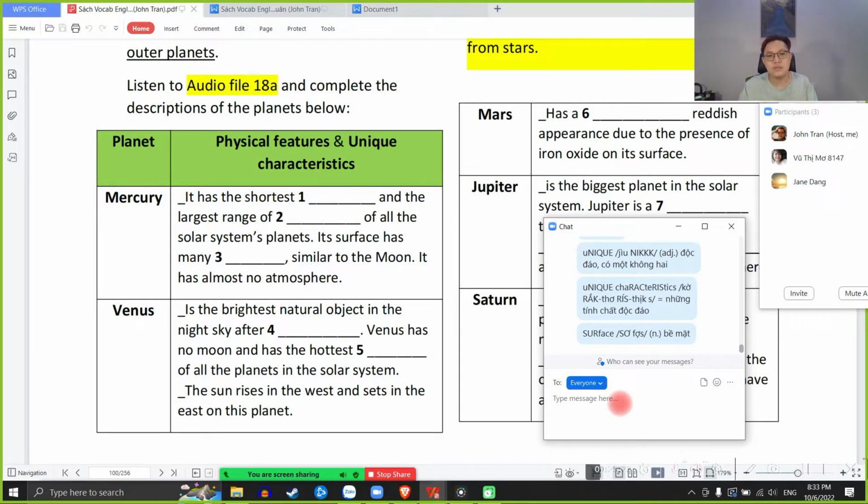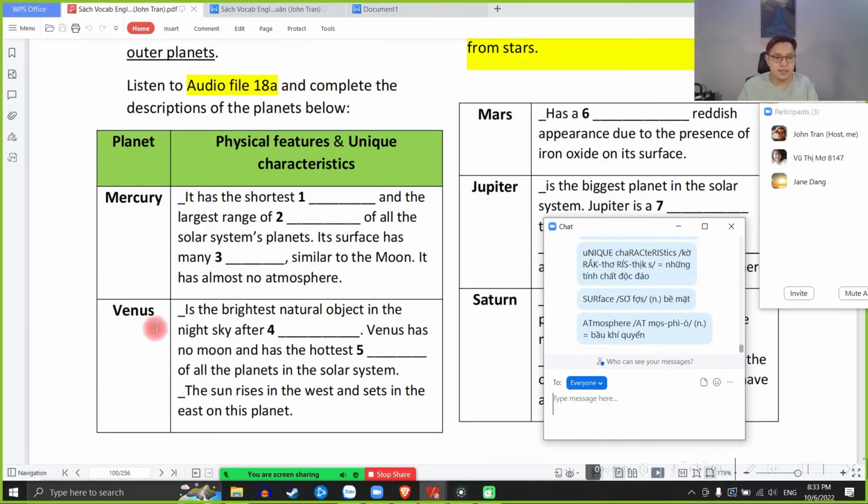Cái bề mặt của nó có nhiều cái gì? Its surface has many something. Similar to the moon, giống với cái mặt trăng của chúng ta. It has almost no atmosphere. Atmosphere. Nó gần như không có một cái bầu khí quyển nào luôn á.